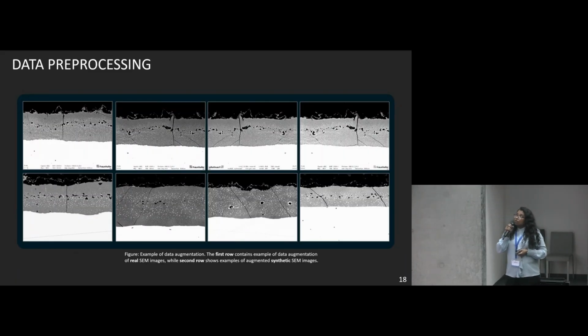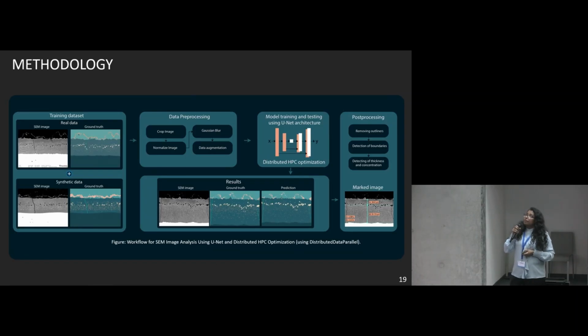So these are some images. The top row is real data, and the second row is synthetic data. And here I'm showing what data augmentation we have done. Data augmentation we do to increase the number of images by randomly changing the contrast or rotation or different variations.